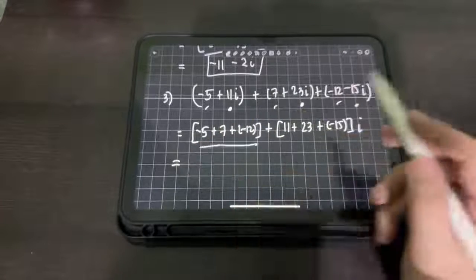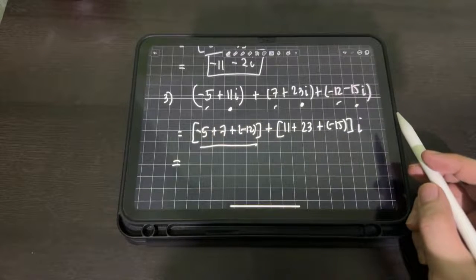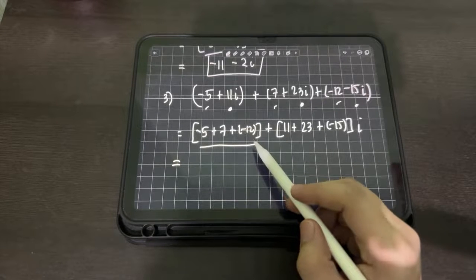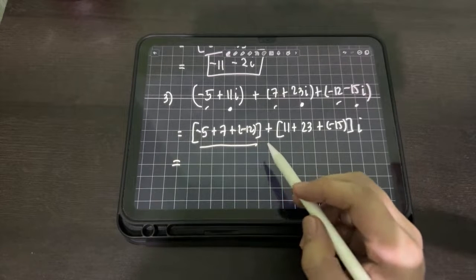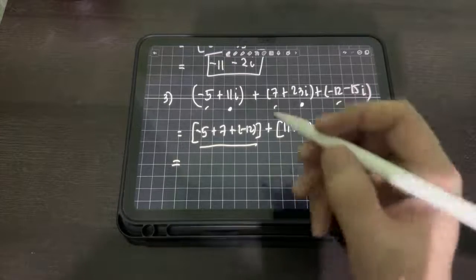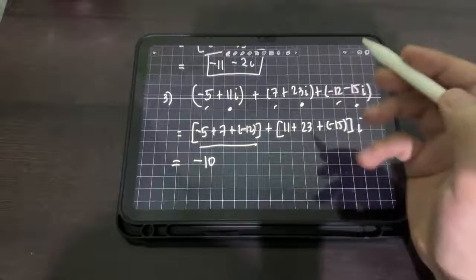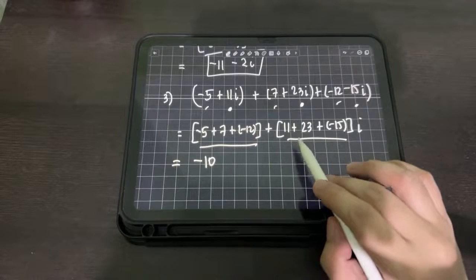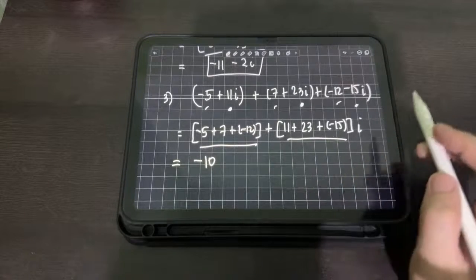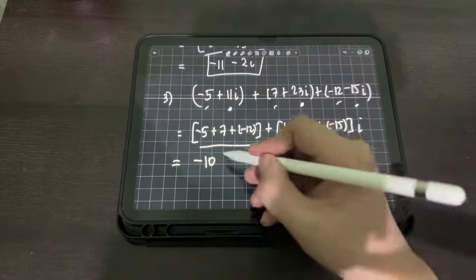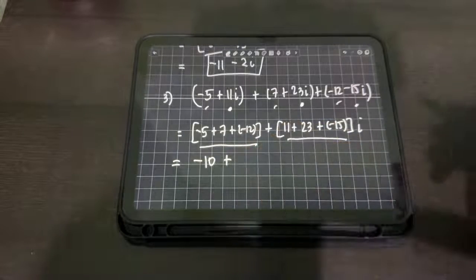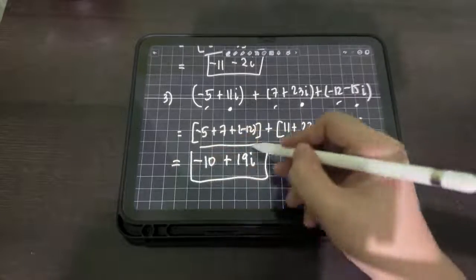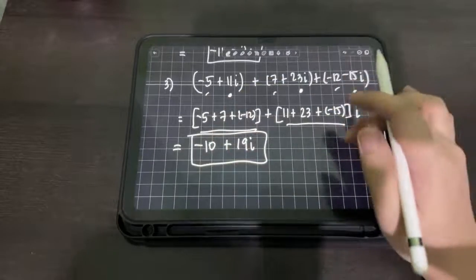So let's simplify. We will have negative 5 plus 7 plus negative 12. That will be negative 10, right? Then for the imaginary part, combine 11 plus 23 plus negative 15. That will be positive 19. Okay? 19i. So this is the answer.